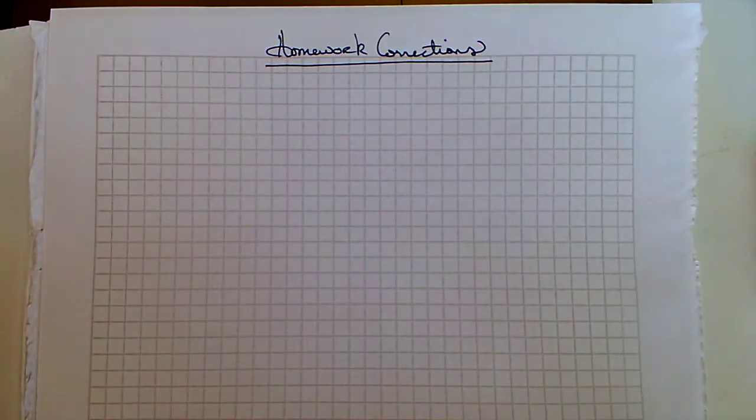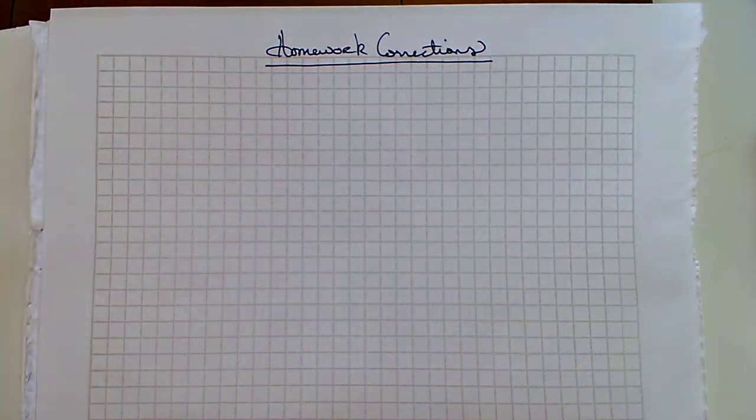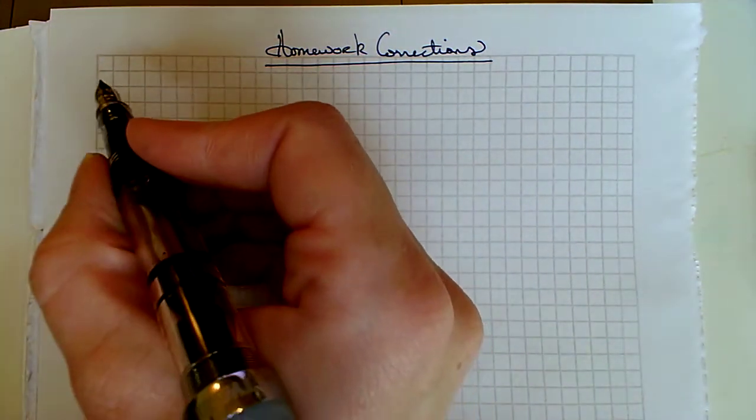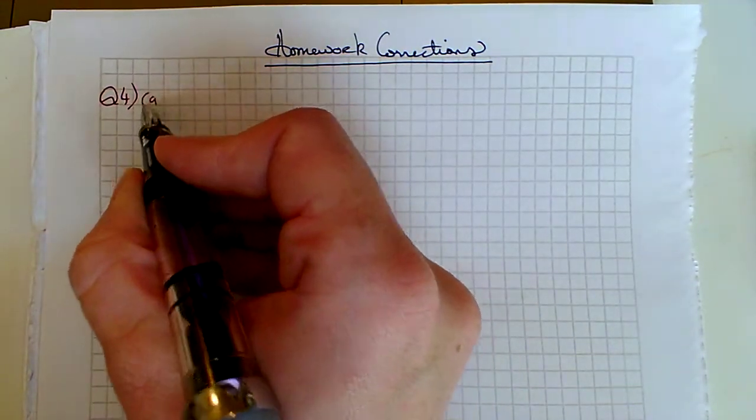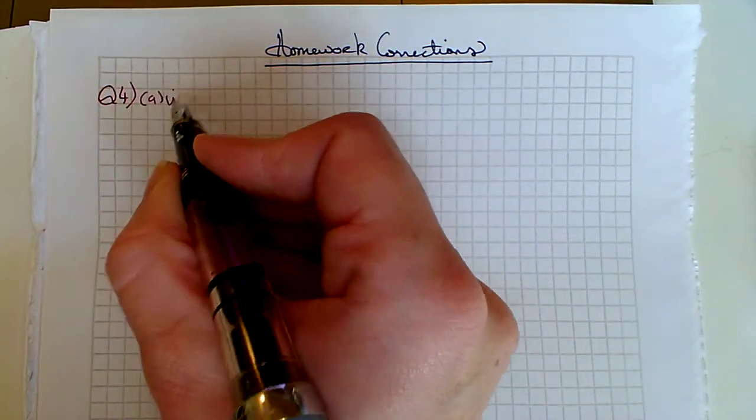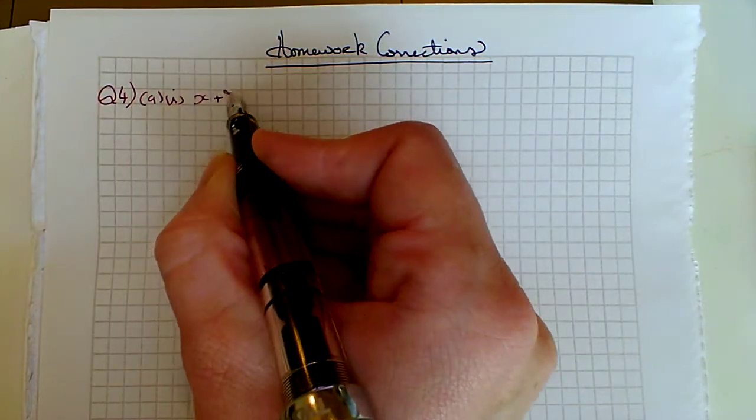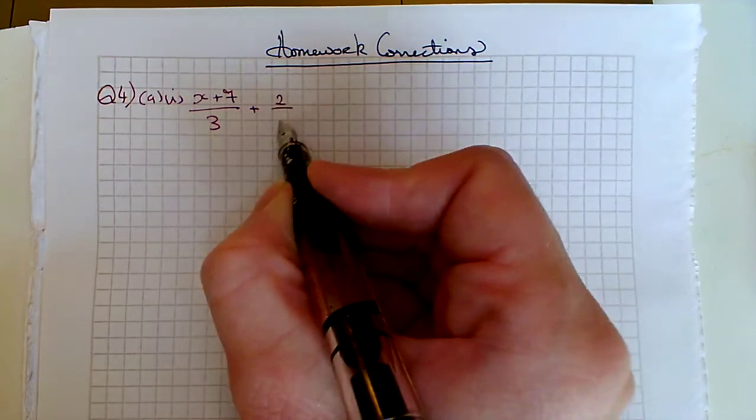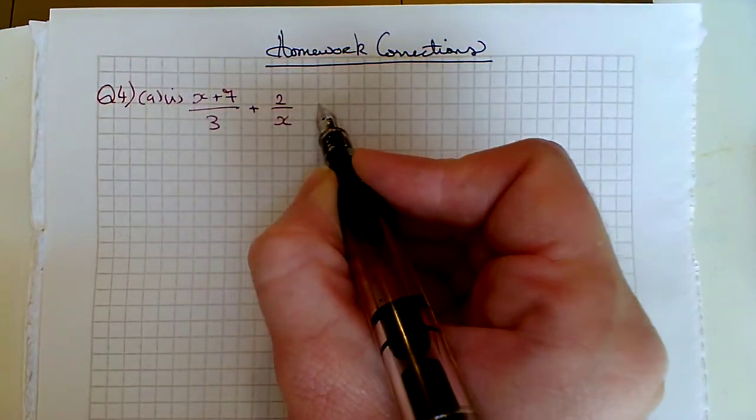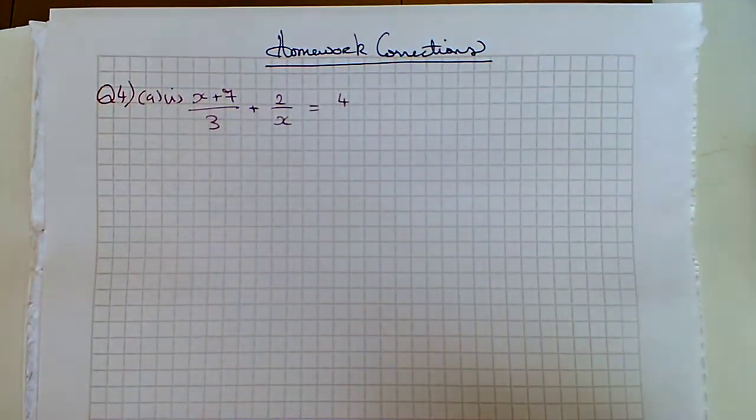So now let's look at the homework corrections from the work you had yesterday. And these were our algebraic fractions. So you had question 4, and I'm going to go through all parts of this. And of course, after you've watched this, if there's something you still don't understand, as I get that these can be quite tricky if you're not used to them, just leave a comment and let me know.